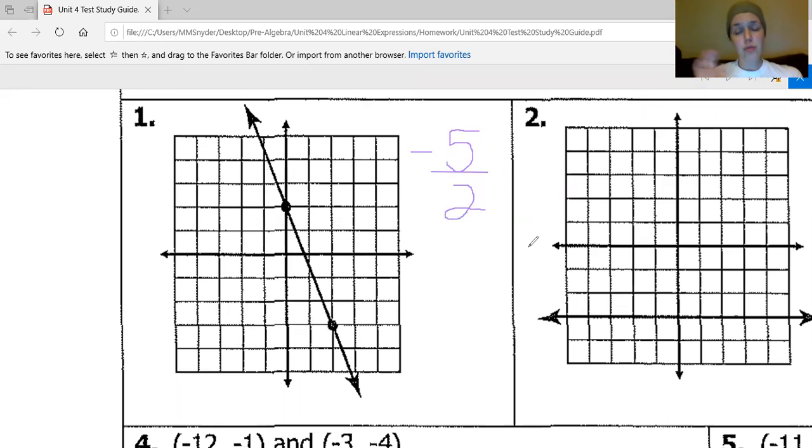Okay. Remember, do not change that to 2.5. None of that stuff. We leave it in proper form. We say, can we simplify it? Nope. So we're done with this line.